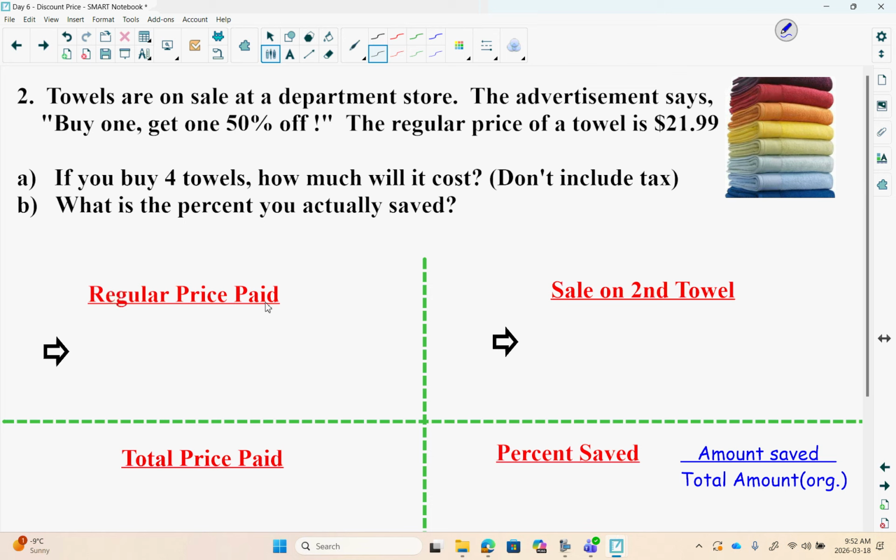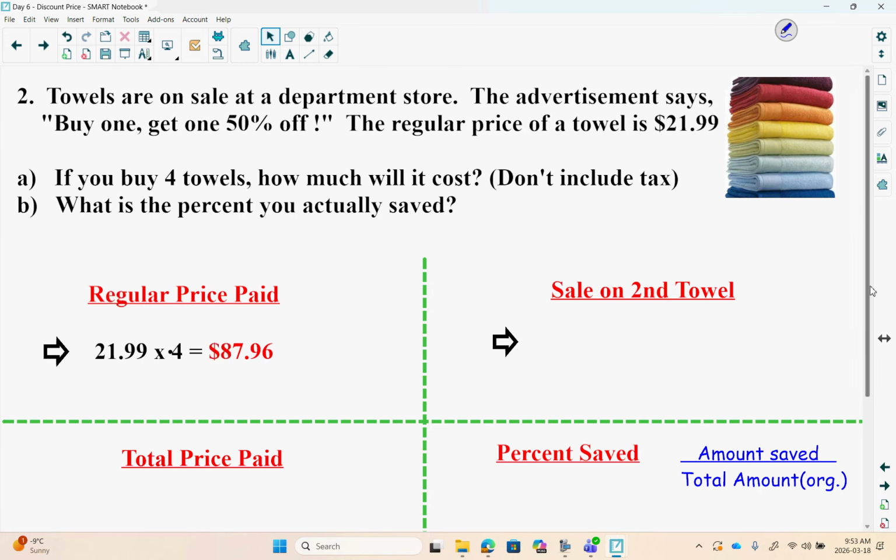All right, when it comes to the regular price, what would it cost you if you wanted to buy 4 towels and there was no discount? How would you figure that out? Multiply what by 4? 21.99 times 4, and that's going to give us $87.96. Okay, that's the regular price.